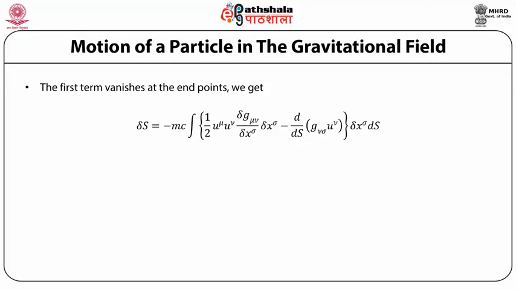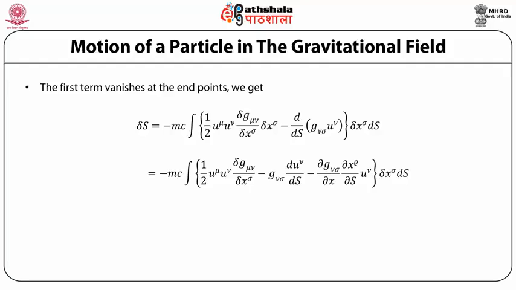Therefore, we get δs equal to minus mc times the integral of {1/2 u^μ u^ν ∂g_μν/∂x^σ δx^σ minus d/ds (g_νσ u^ν) δx^σ} ds, which equals minus mc times the integral within the brackets of {1/2 u^μ u^ν ∂g_μν/∂x^σ minus g_νσ du^ν/ds minus ∂g_νσ/∂x^ρ (dx^ρ/ds) u^ν} δx^σ ds.